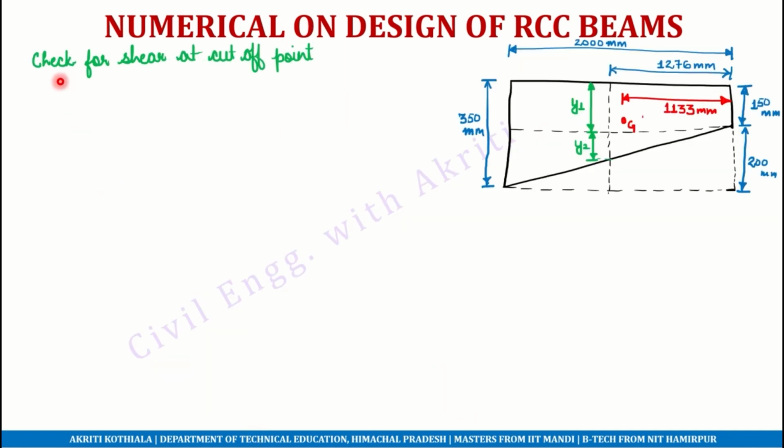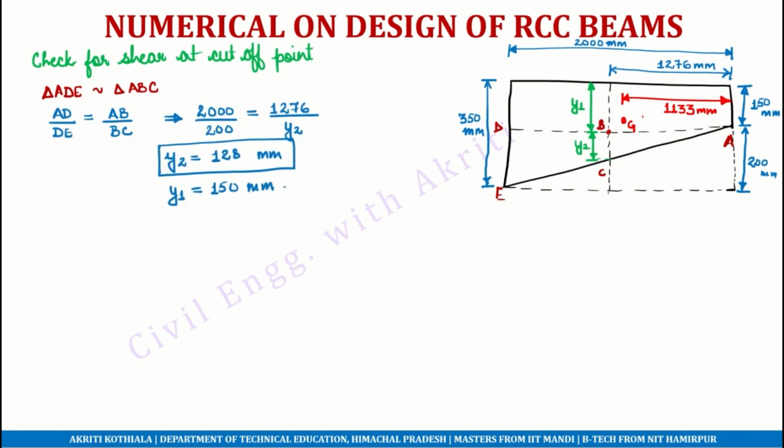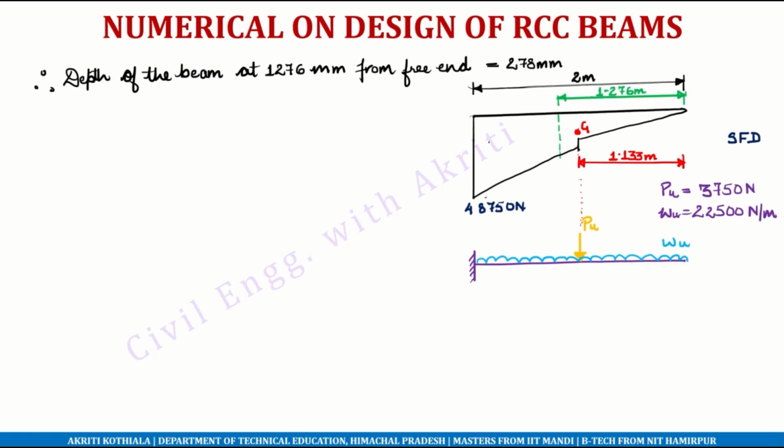Now we have to calculate the shear force at the cutoff point. So to do that, first we have to determine the value of y1 and y2. To calculate y1 and y2 is very simple. Y1 is equal to 150 mm and y2 we can calculate from similar triangles ADE and ABC. So solving, y2 is equal to 128 and y1 is equal to 150 mm. So the depth of the beam at 1276 millimeter from free end, the curtailment point, is 278 millimeters.